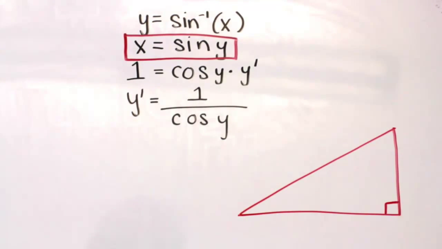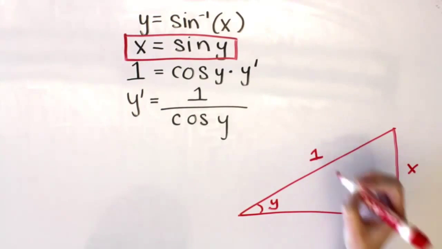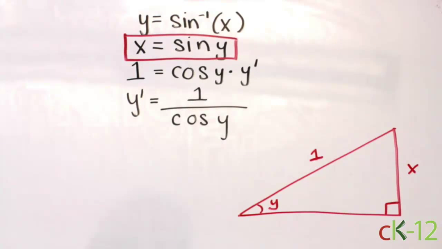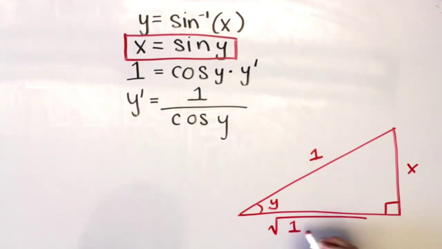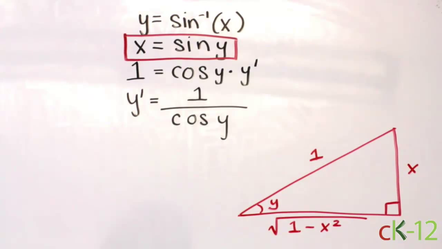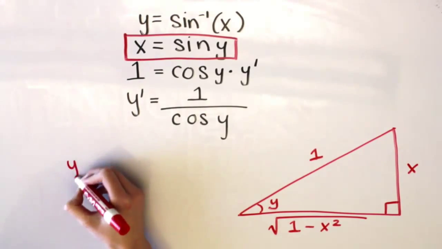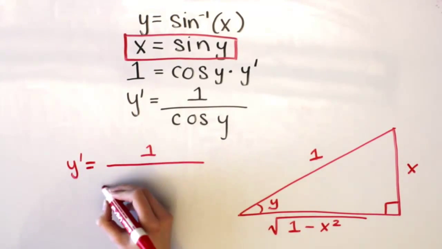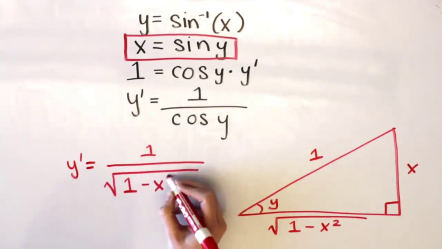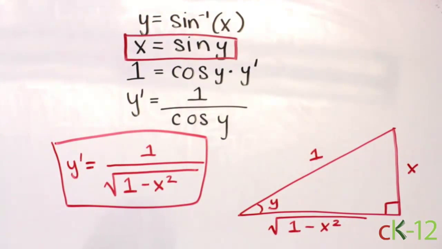y is the angle of the triangle. Since sine is opposite over hypotenuse, these two sides are going to be x and 1, and the third side of the triangle can be found by the Pythagorean theorem to be the square root of 1 minus x squared. Cosine of this angle y is just the square root of 1 minus x squared. So y prime, or d/dx of inverse sine of x, is just 1 over the square root of 1 minus x squared.